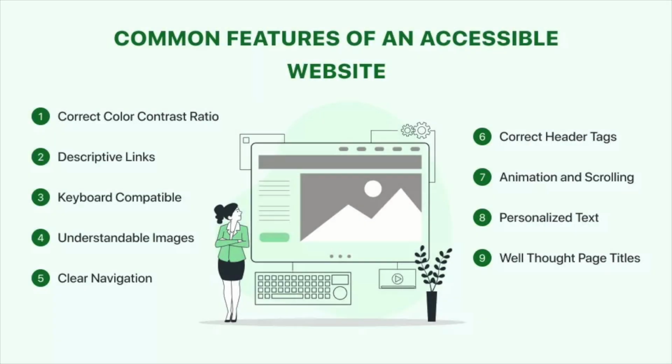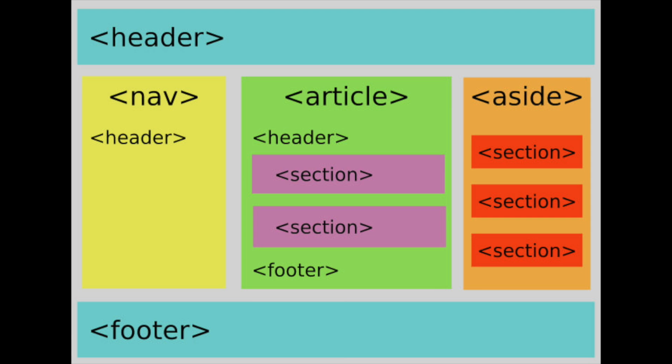Front-end developers also consider accessibility guidelines and best practices to ensure that their websites and web applications are usable by people with disabilities. This involves using semantic HTML, providing alternative text for images, and implementing keyboard navigation and focus management.